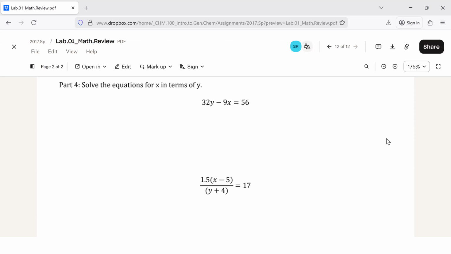Right, and then once we do that, now we're just down to X minus 5, so then we get something like X equals 17 over 1.5 times (Y plus 4) plus 5. That looks a little clunky, but that's a complete answer.